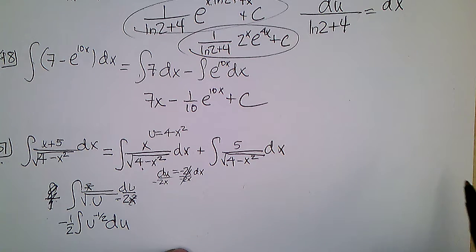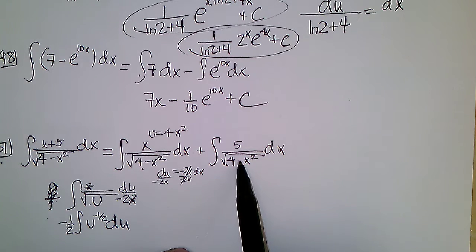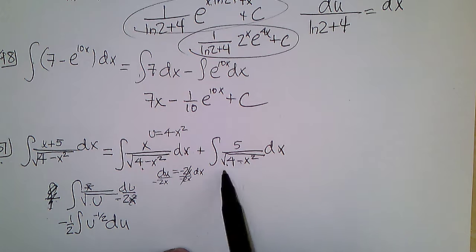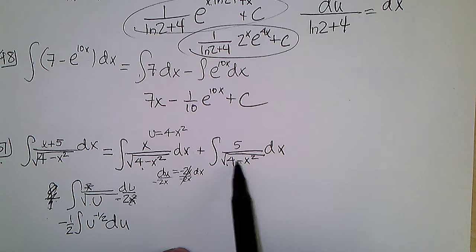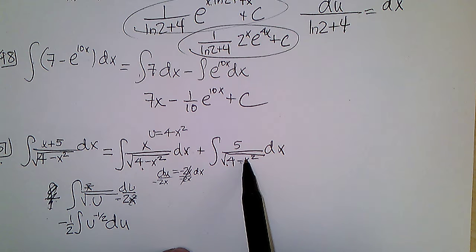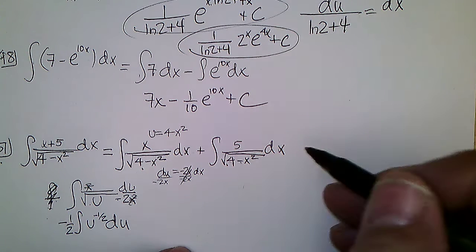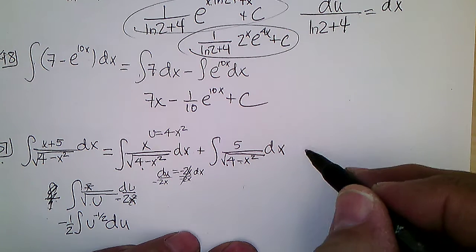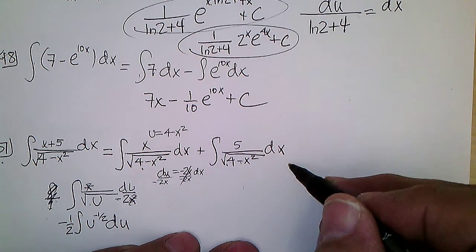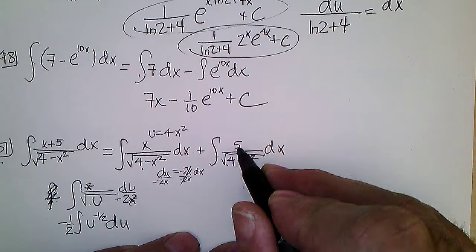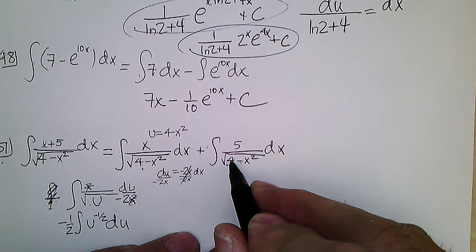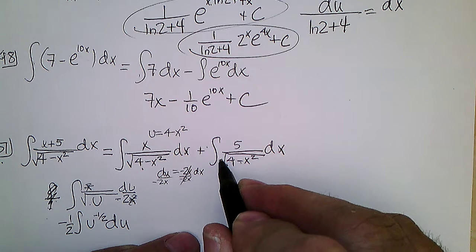This one, not so easy. This one doesn't have an x to cancel, so now I'm going to go for the one that has 1 minus u something squared. That's the inverse secant, arc secant derivative. So I'm going to take the 5 out of the numerator, and I'm going to factor the square root of 4 out, which is 2.